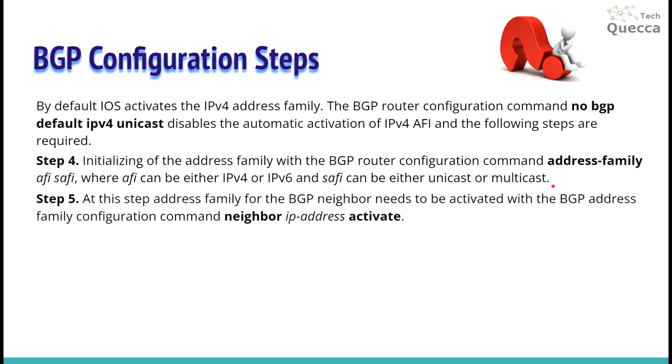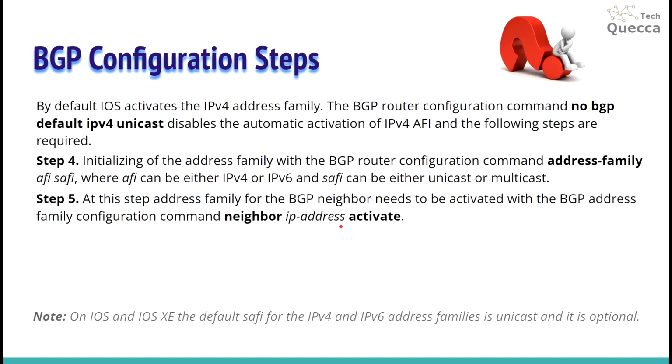Step number 5. At this step, address family for the BGP neighbor needs to be activated with the BGP address family configuration command neighbor IP address activate, where IP address is the IP address of the neighbor. And on EOS and IOS XE, the default SAFI for the IPv4 and IPv6 address families is unicast and it is optional.